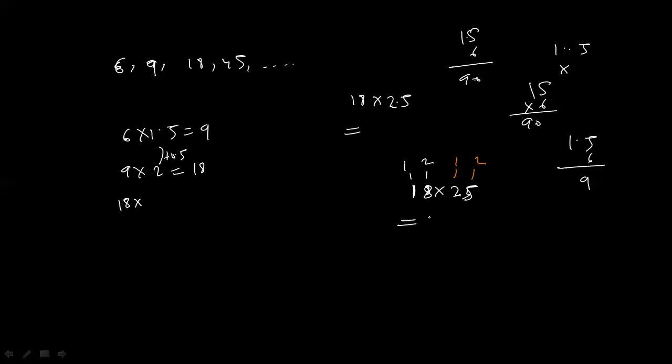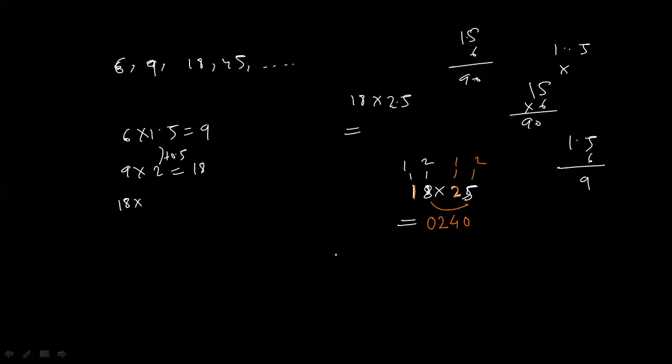So what do we have to do? First, multiply the first digit with the first digit. 1 into 2, but you have to write it in two digit format. That means 02. Then multiply 8 with 5, that means second digit with second digit. So 8 into 5, 40.